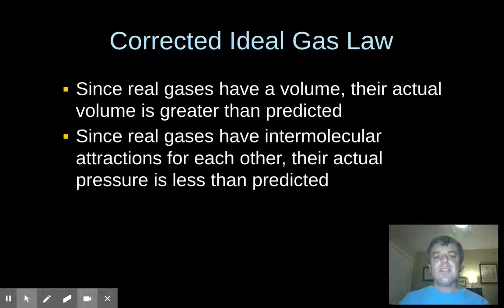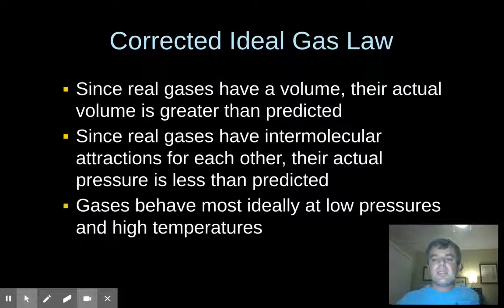And since real gases have intermolecular attractions to each other, they kind of stick together a little bit, their pressure is less because instead of colliding with the walls of the container full force, they're going to be a little bit attracted to the other gas molecules. And so that will reduce the force that they hit the container with. So the pressure will also be a little bit less. Now, this definitely depends on which gas you're working with and the other conditions. Now, we can minimize this by working at low pressures and high temperatures.